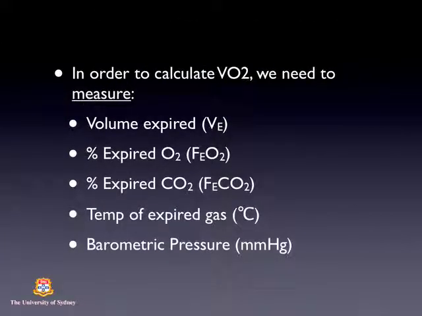So in order to calculate VO2, we need to measure some things. We need to measure the volume expired, which we do by vacuuming the air out of the Douglas bag. We need to know the fractions or percentages of expired O2 and CO2, which we figure out by using the analysis of 30 seconds or a minute of the sample. We need to know the temperature of the expired gas, which we figure out at the same time when we do the volume. We also need to know the barometric pressure inside the lab.